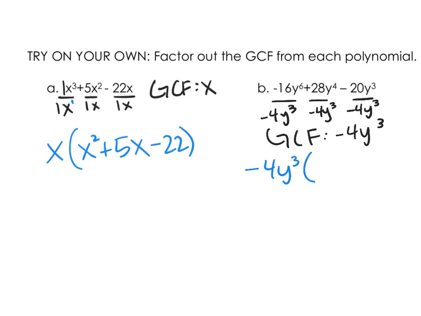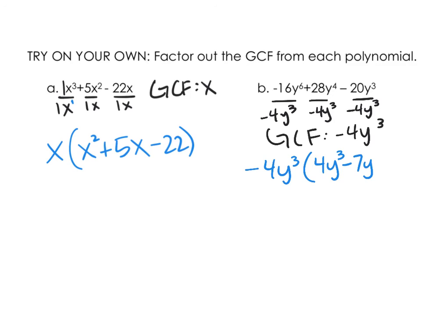So negative 16 divided by negative 4 is going to be positive 4. And y to the 6th divided by y to the third is going to leave me with y to the third, 6 minus 3. Then positive 28 divided by negative 4 is going to leave me with negative 7. Y to the fourth divided by y to the third is going to leave me with y to the first. I don't really need to write that one.